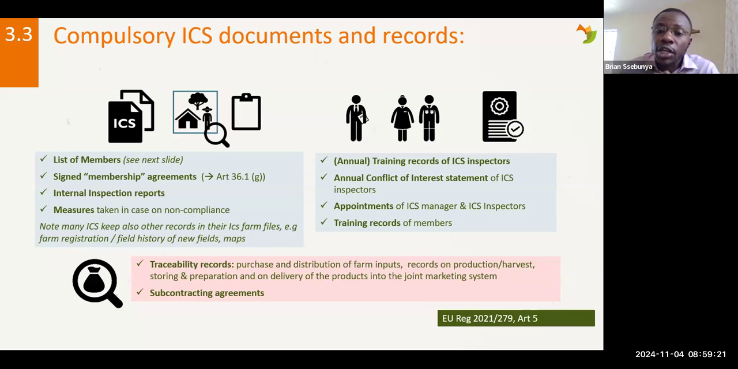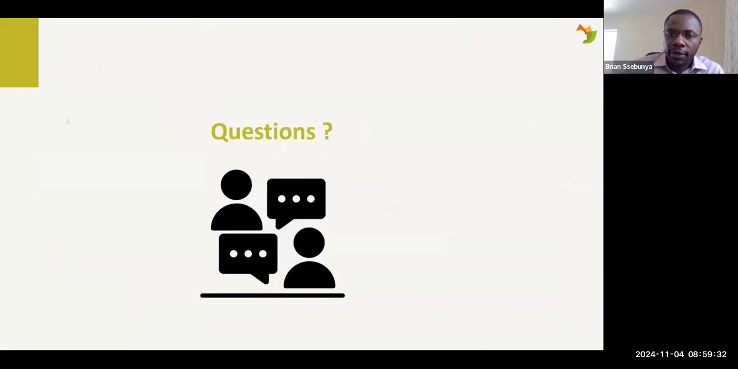If you have an ICS manager, they want to see their appointment, they want to see their CV, they want to see their academic record. An ICS inspector has all that. So you should always have that evidence together.